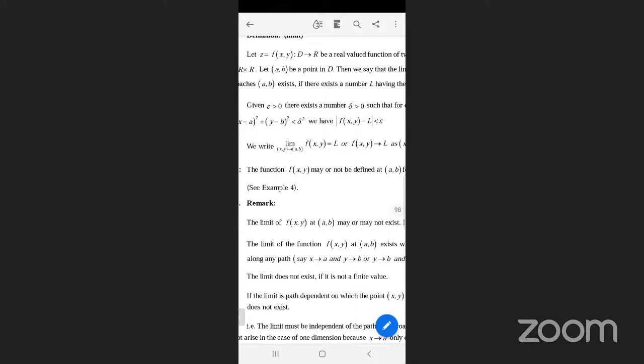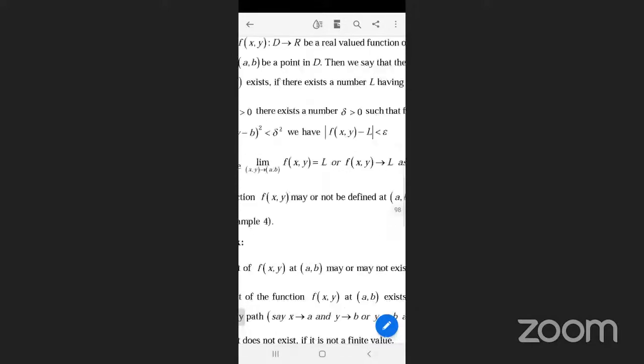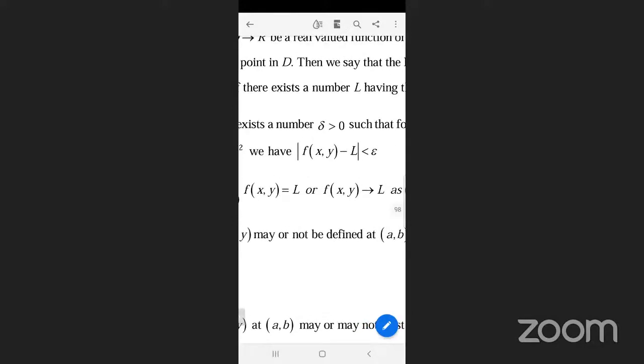In the previous unit, for a single variable, we discussed it like this: mod of f of x minus L less than epsilon. Am I right? Mod of f of x minus L less than epsilon, then L is the limit point of f of x. Now for multiple variables, two variables, that's why I am taking mod of f of x, y minus L less than epsilon.